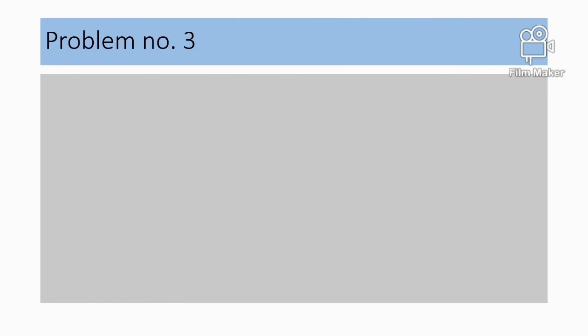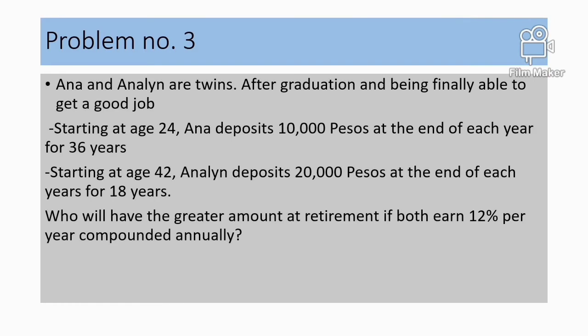Problem number 3. Anna and Anna Lynn are twins. After graduation and finally being able to get a good job, starting at age 24, Anna deposits 10,000 pesos at the end of each year for 36 years. Starting at age 42, Anna Lynn deposits 20,000 pesos at the end of each year for 18 years. Who will have the greater amount at retirement if both earn 12% per year compounded annually?